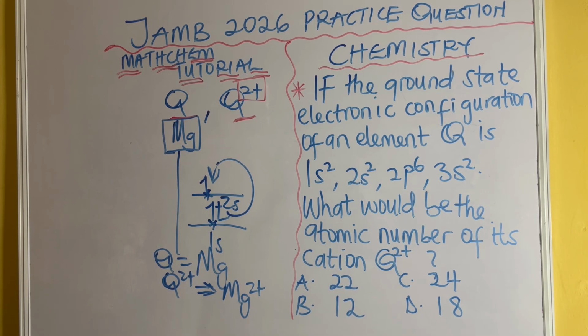So the cation Q2+. I told you something earlier: when you have plus, that means you lost 2 electrons, and when you have minus, that means you gained 2 electrons. So take note of this concept I want to explain now. Let me write them here.